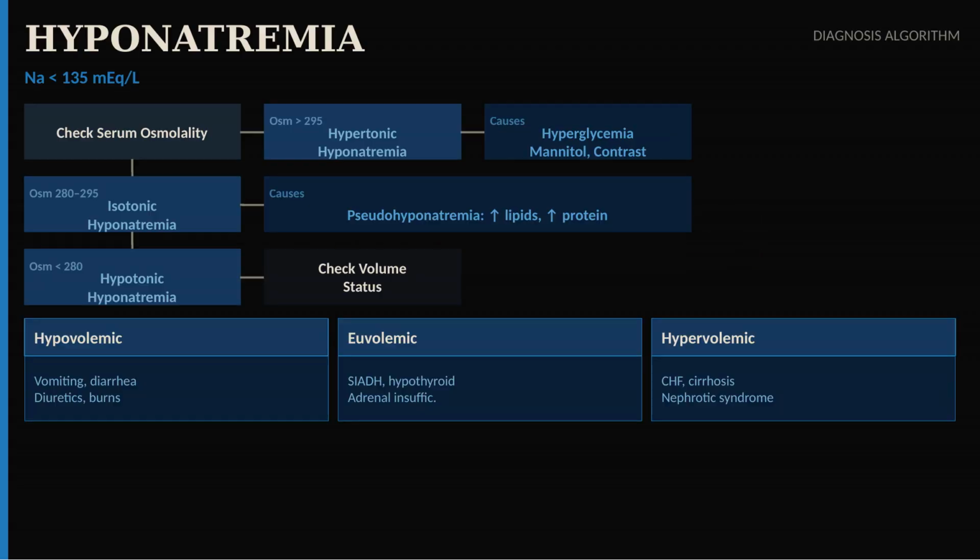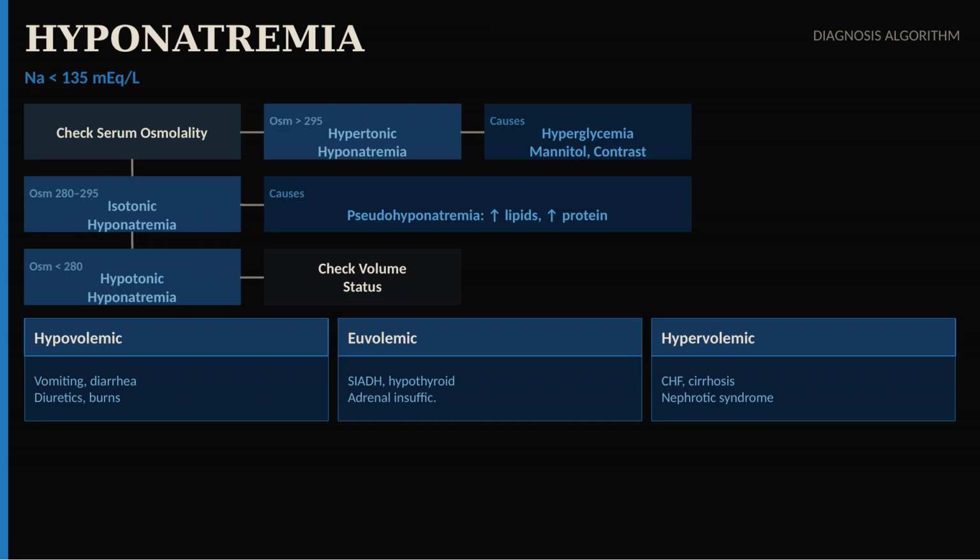Hold on to that. Sodium below 135. Hyponatremia. Before you do anything, run the box. And the box starts with osmolality, not volume. This trips people up constantly. First question: what's the serum osmolality? If it's above 295, you've got hypertonic hyponatremia, and your culprits are hyperglycemia, or an osmotic agent like mannitol, or contrast pulling water into the vascular space and diluting the sodium. That's not a sodium problem you fix with salt.